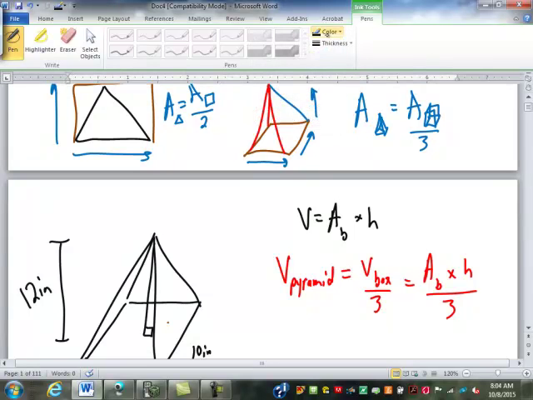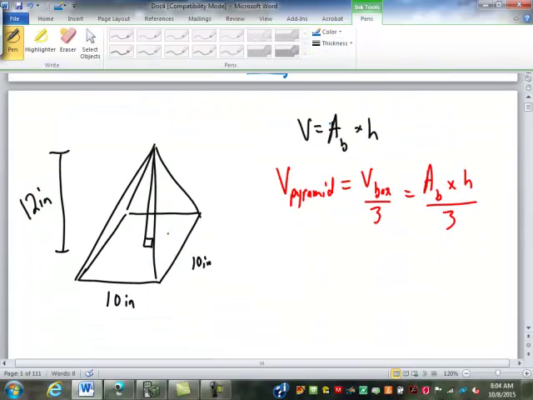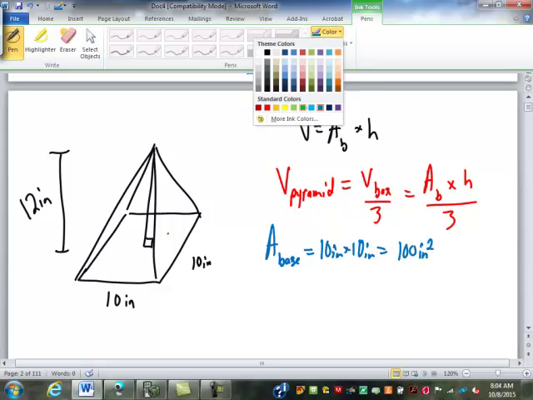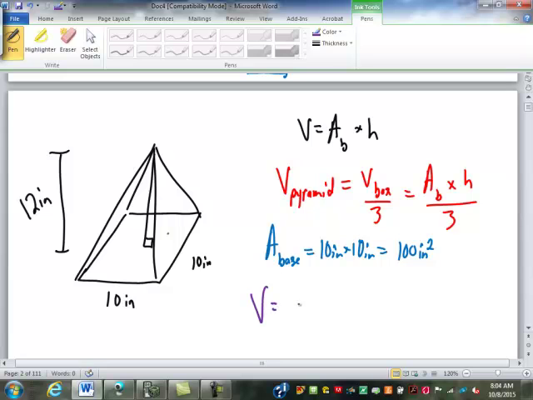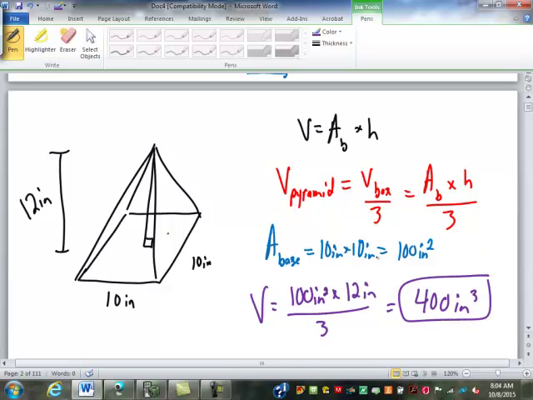So down here, to find its volume, I'm going to find the area of the base. What's the area of the base? Yeah, 10 inches by 10 inches, or 100 square inches. So then the volume of the pyramid is going to be the area of that base times the 12-inch height divided by 3, giving me 400 cubic inches. That's not so bad, right? Just like finding any of our other volumes, you just got to remember to divide by 3.